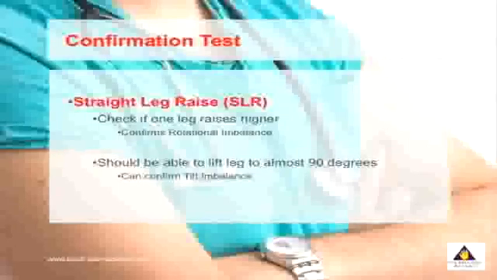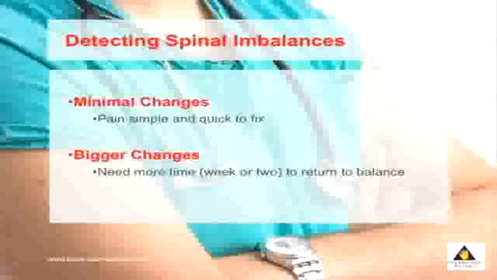Secondly, people should be able to lift their leg up to almost 90 degrees. Now if you find that you can't lift your leg up to 90 degrees, and if both your legs are similar, then you may have those tilt type imbalances. But these two simple tests indicate that there are imbalances in your spine. Now the greater the change, the more the imbalance. If there's minimal change, then it means that your pain is very simple and very quick to remove. If the imbalances are greater, then pain is still very simple to remove, but it will take a small amount of time to return your spine to balance.